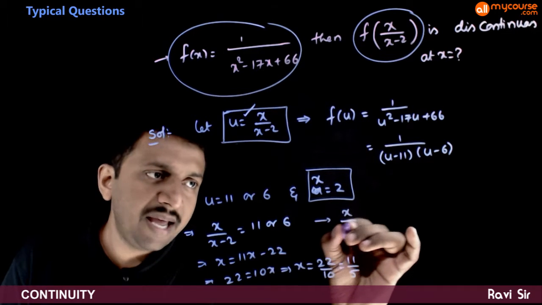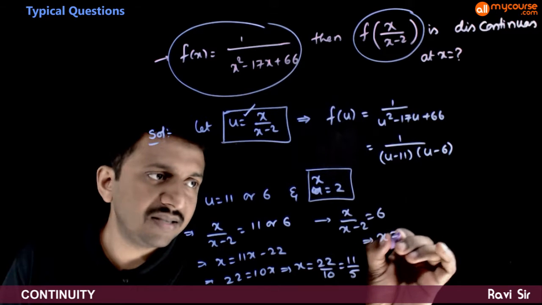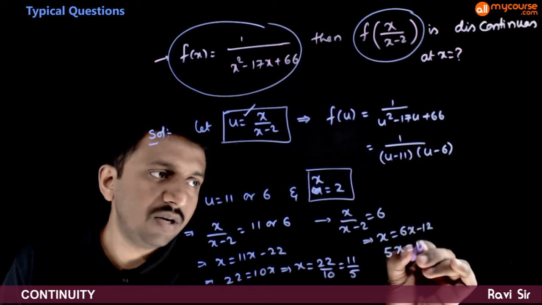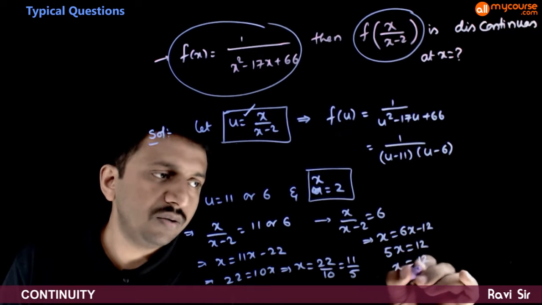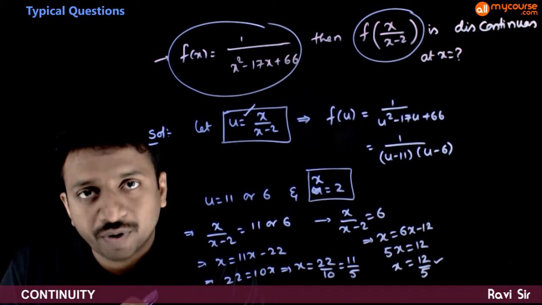Or x by x minus 2 is equal to 6. This implies x is equal to 6x minus 12. 5x is equal to 12. X is equal to 12 by 5. So this is the next point.